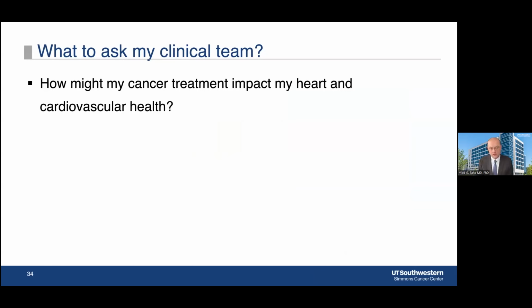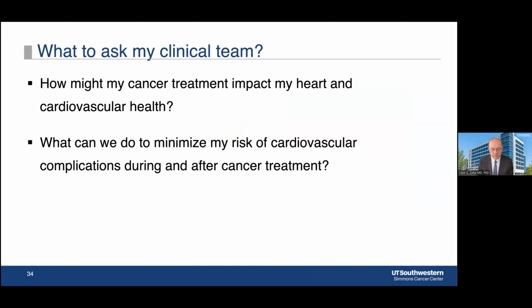So if you are at your clinic visit and if you are asking how might the cancer treatment impact the heart and the cardiovascular health, I think that would be probably a good point to bring in discussion, considering the long-term potential benefits. Another question might be, what can we do to minimize the risk of cardiovascular complications during and after cancer treatment? As I was pointing out regarding the multiple modifiable risk factors that are available.